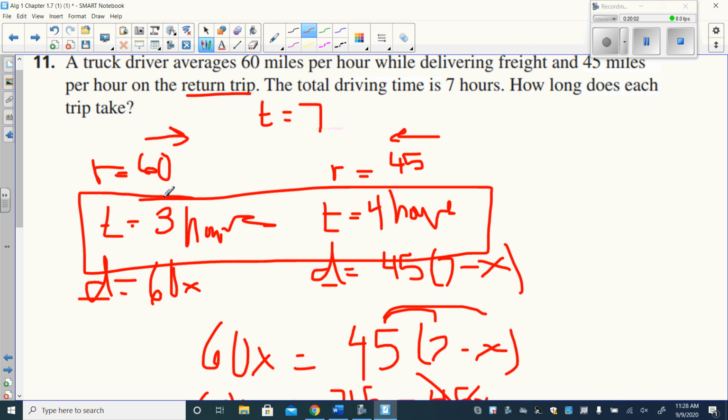So this one was a little bit more challenging than some, and probably some that you'll do on the assignment. It's a little bit harder because we had to solve for time. We had to do that little trick with time.